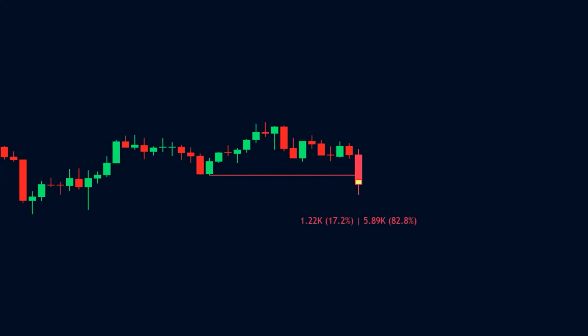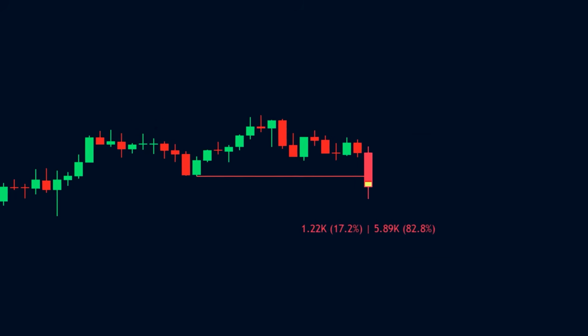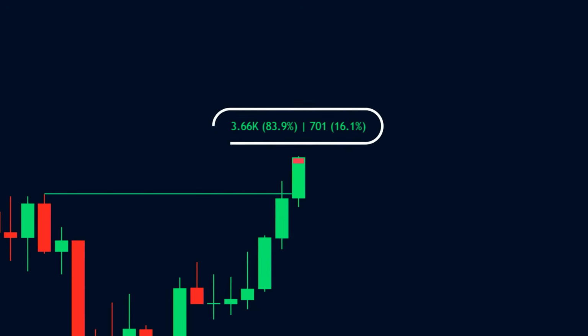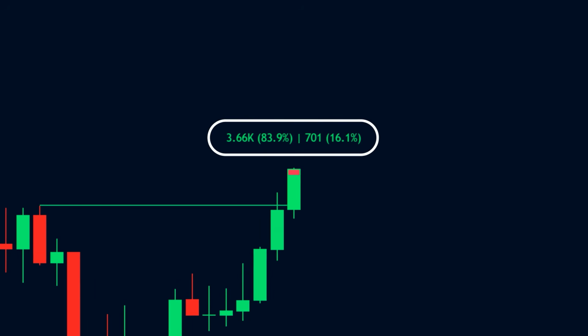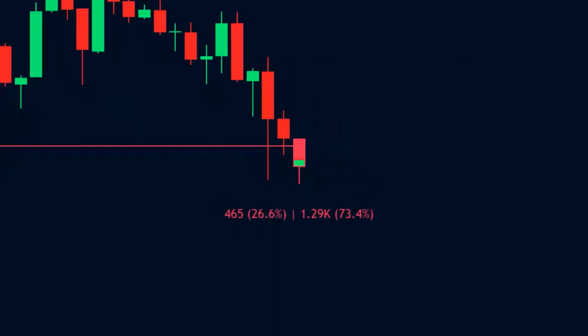Instead of just marking that a level was broken, it analyzes the actual participation inside the breakout candle. It does this by breaking the current candle into lower time frame subcandles, summing the volume of bullish subcandles as buying pressure, and summing the volume of bearish subcandles as selling pressure. Those totals are then converted into dominance percentages. The result is visualized directly on the breakout candle using a split body overlay.